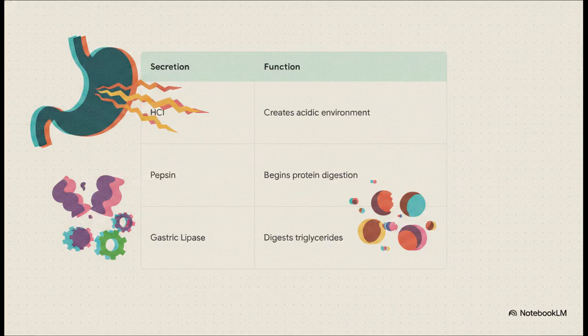The real money for the exam is knowing exactly what's being secreted here, checking off the secretion process from our master list. In the stomach, hydrochloric acid, or HCl, creates a highly acidic environment. We also have pepsin, which is an enzyme that specifically begins the digestion of proteins. And we've got gastric lipase, which gets right to work digesting triglycerides, or fats. Seriously, memorize the specific table tonight.